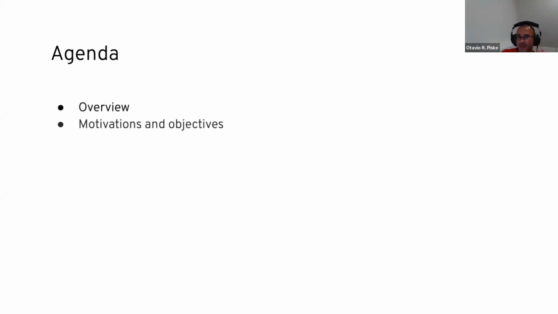Anyway, on the agenda today, I'm going to give you a brief overview about the Apache Camel project. I will talk about the motivations and objectives we had for this major release. I'll explain a little bit about what happened under the hood, what changes we implemented for Camel 4, and I'll finish with some thoughts on the upgrade and some ideas on how you can execute that.